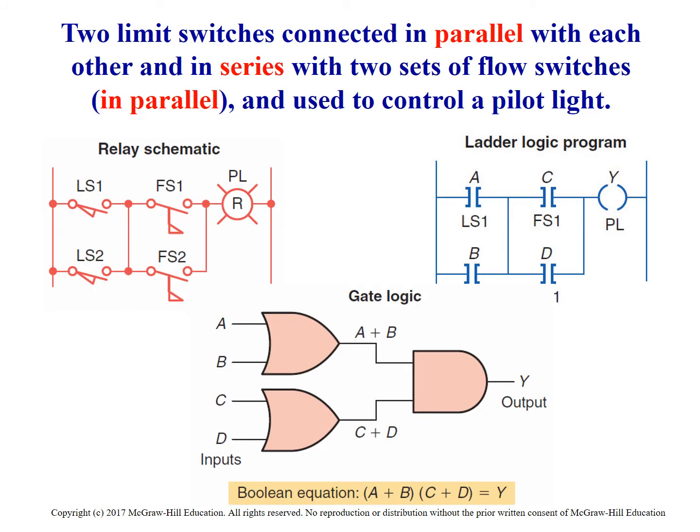Now they're going ahead and making it even a little more complicated. So now we have what? LS1 or LS2 and FS1 or FS2. So you've got multiple paths you could follow here, right? We could go this way, this way, this way, or this way. So there are multiple paths here that can be followed.